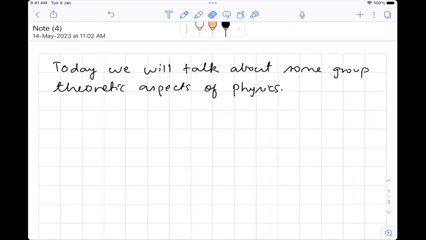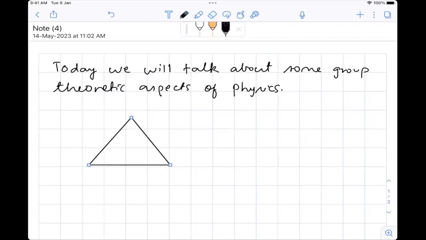So we start with the symmetries of a triangle like this. I was not able to draw it properly, but okay, let me draw it again.